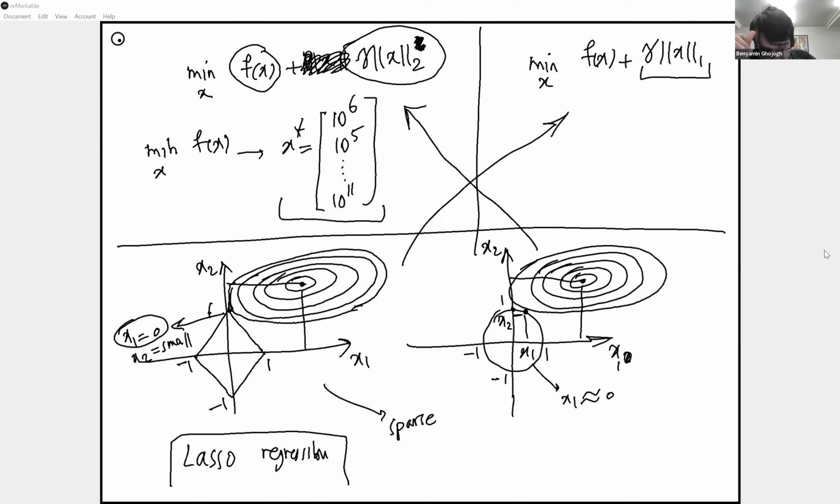Okay, now let's consider this case. You might be wondering, it seems that the L1 norm is much better than the L2 norm, because not only does it decrease the value of elements in the solution, but it also makes it sparse. Why don't we always use the L1 norm rather than the L2 norm? Can anyone tell me?